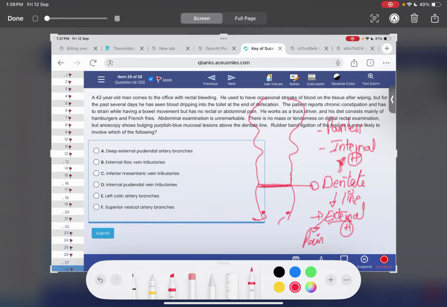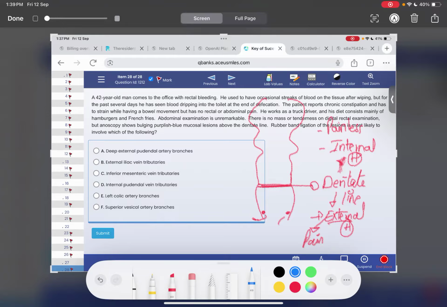If no, you exclude the internal. If there is pain, external. No pain, painless, internal. Now let's discuss the arterial supply of this system, the venous supply.